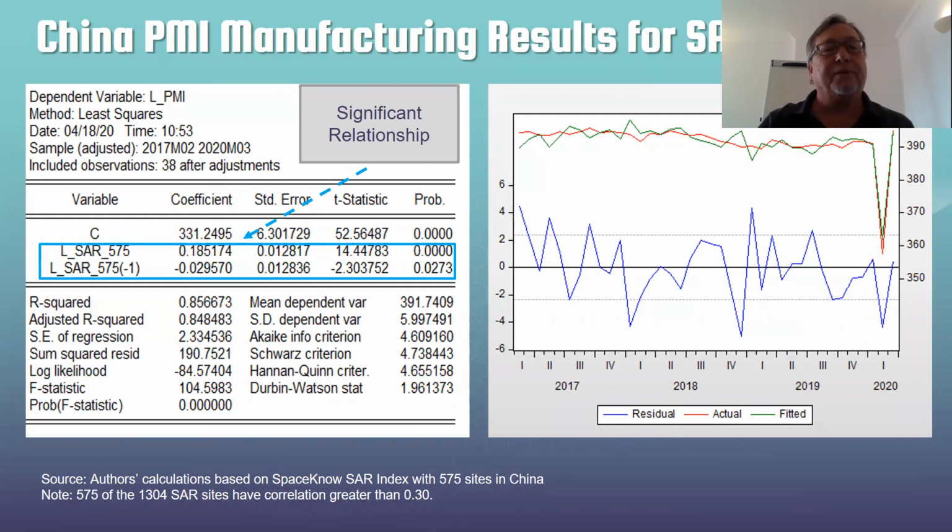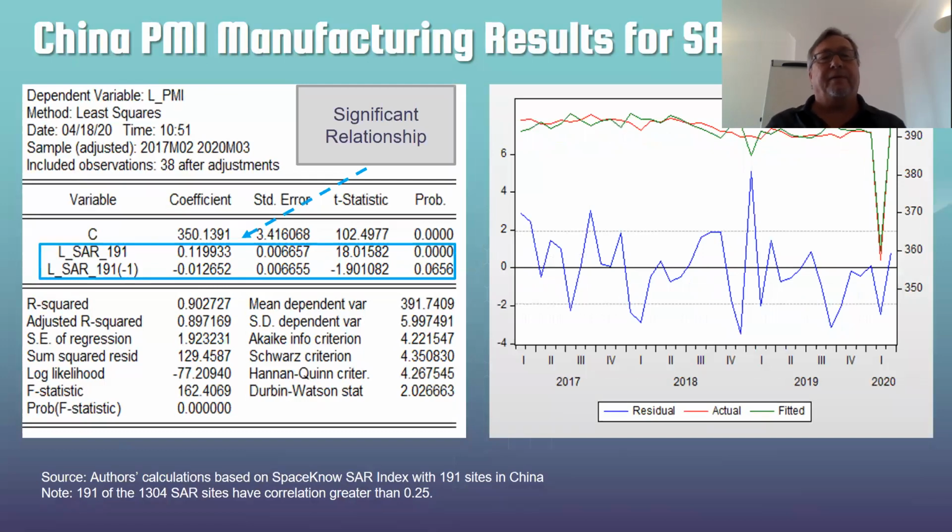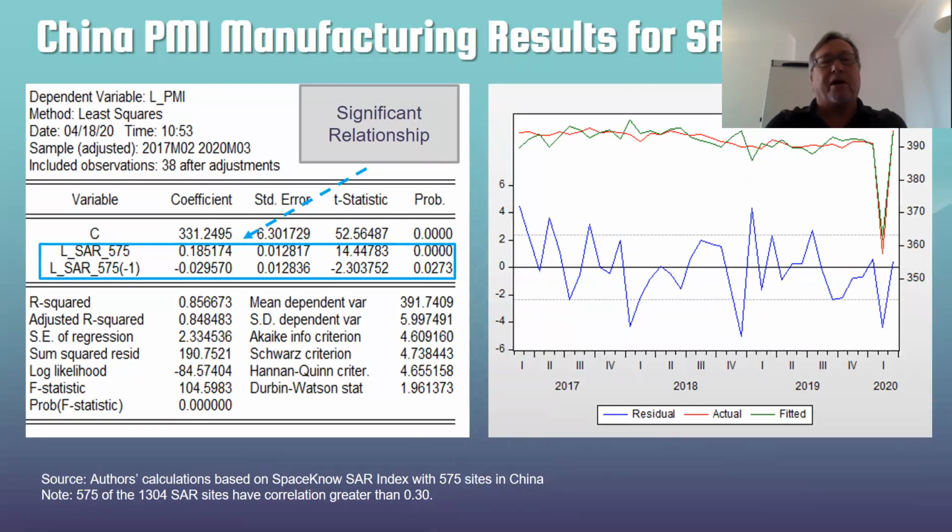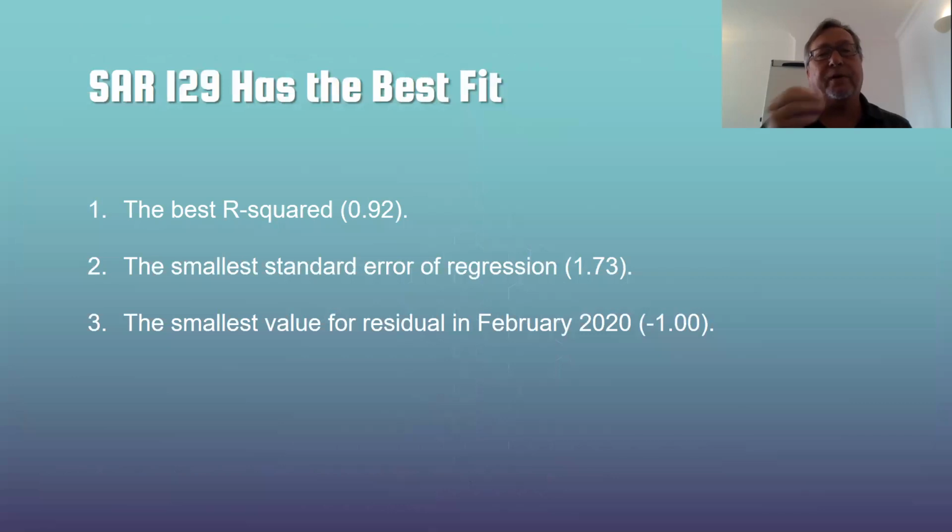So this is just looking at the results for SAR 191, okay? Also a significant relationship between the SAR variable and the PMI. It doesn't quite fit as well as the earlier one. And then this is looking at a much broader measure that includes 575 sites. Again, it's very significant, but doesn't fit the data quite as well as the first one.